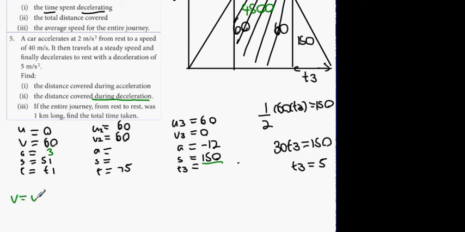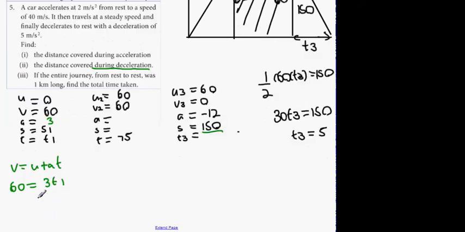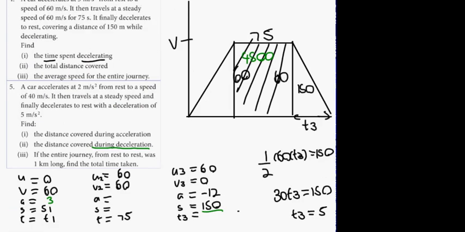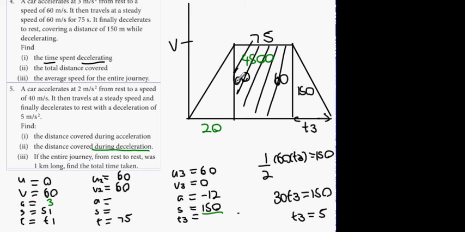V equals U plus AT, and then 60 equals AT, which is going to be 3T1. Then 3T1, T1 equals 20. So it's accelerating for 20 seconds. Now that we know that this is 20, what's a half 20 times 60? 600. And then finally the total distance covered, 600 plus 4,800, 5,400, and then plus 150, 5,550.